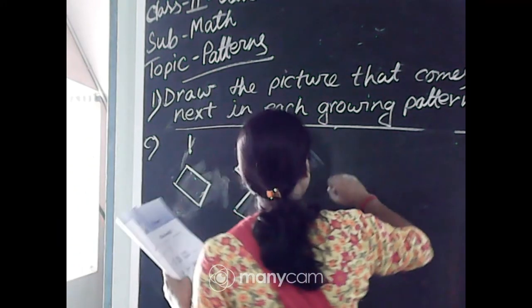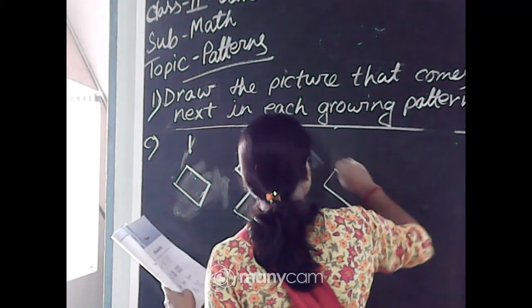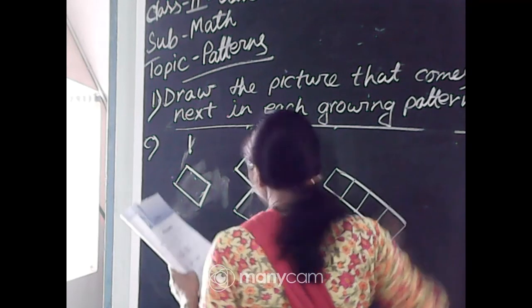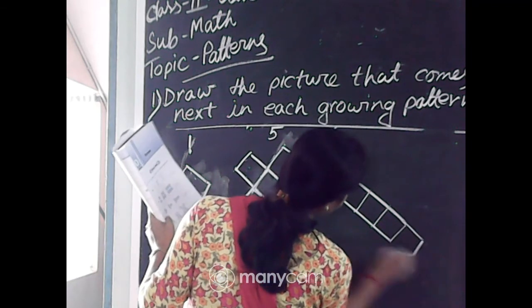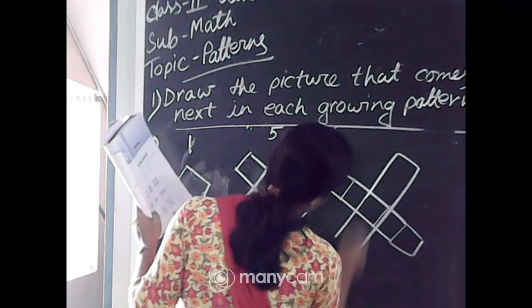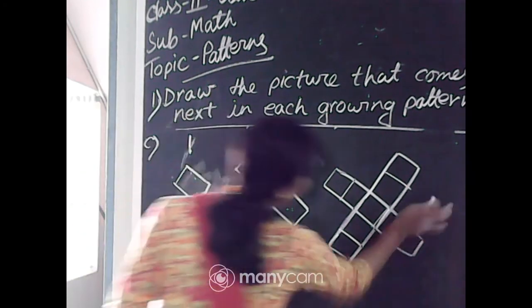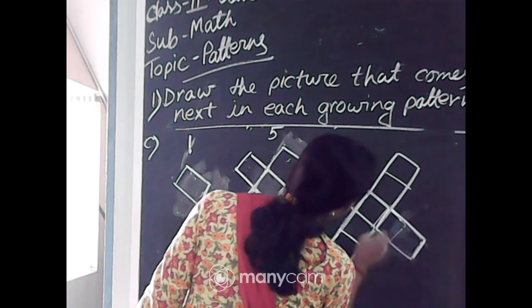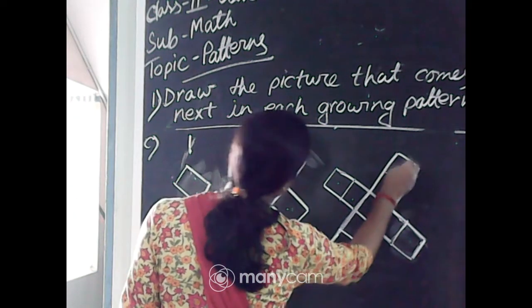Next, like that. 4. 1, 2, 3, 4. 5. 1, 2, 3, 4, 5. And here this like that. All of you please follow me and solve it quickly. 1, 2, 3, 4, 5, 6, 7, 8, 9.